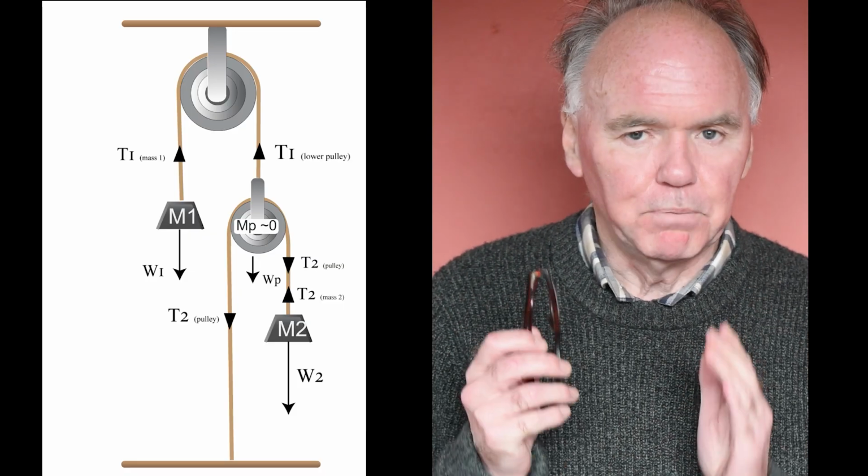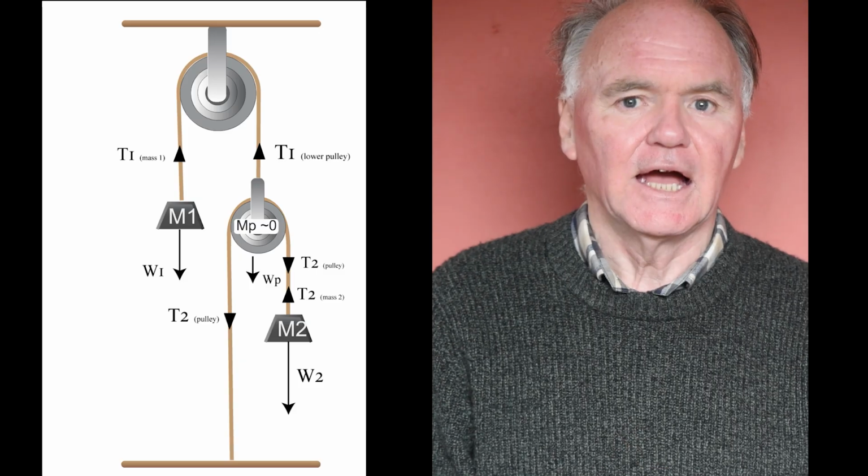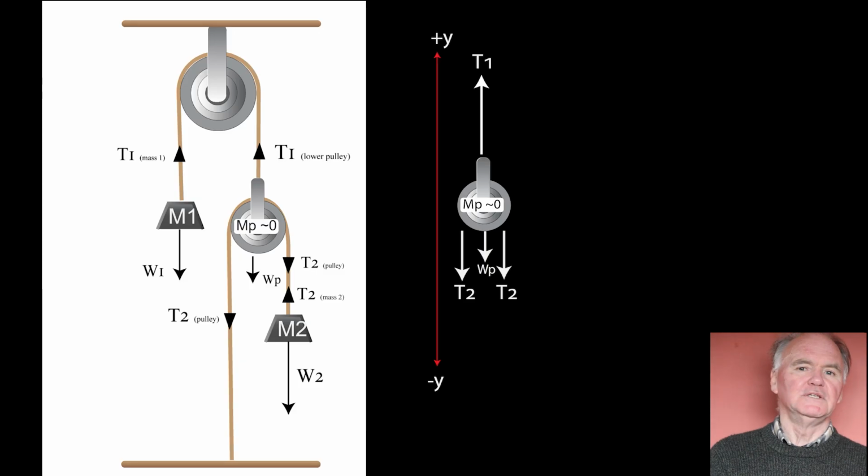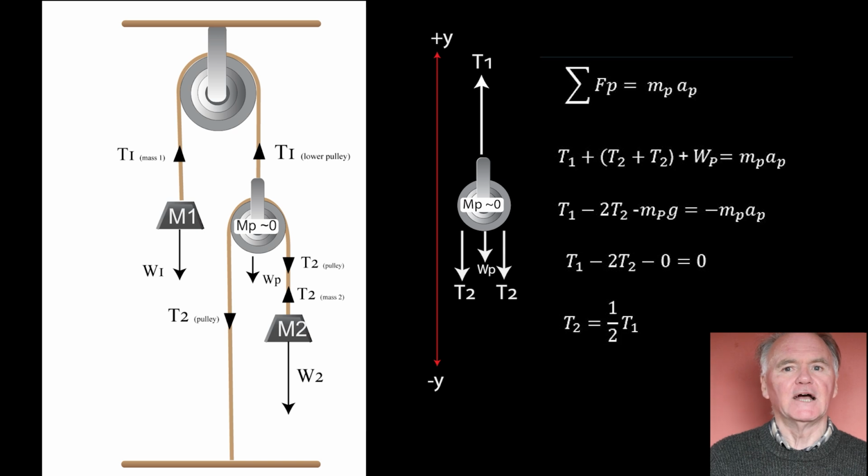And the point is, the pulley, although the pulley is accelerating, has got zero mass, or virtually zero mass, which means the difference in the forces acting on it, or the unbalanced force, is also virtually zero, meaning the force acting up the way T1 is equal in magnitude to the two forces acting down the way T2. So we can say that T2 is equal to a half of T1. So everything can be expressed in terms of one tension.